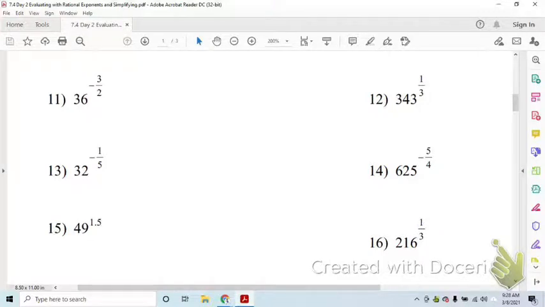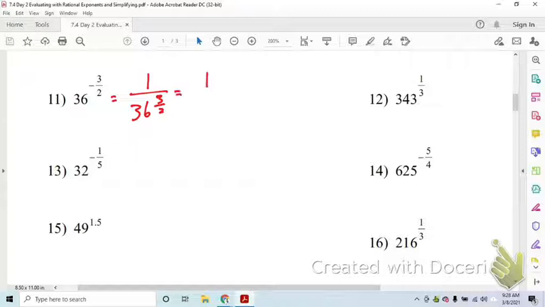All right, so we're going to start on number 11 by taking this and changing it. Oh, hello. Where am I at? I'll hit the eraser. 1 over 36 to the 3/2 power. All right, so moving it down to the denominator because of a negative exponent.